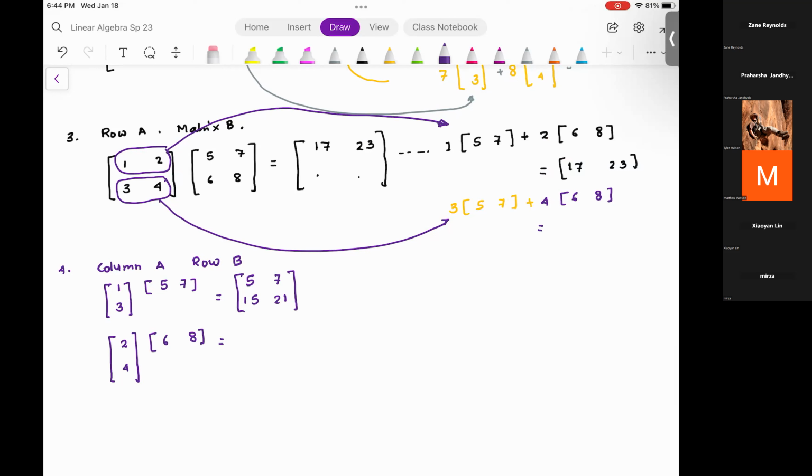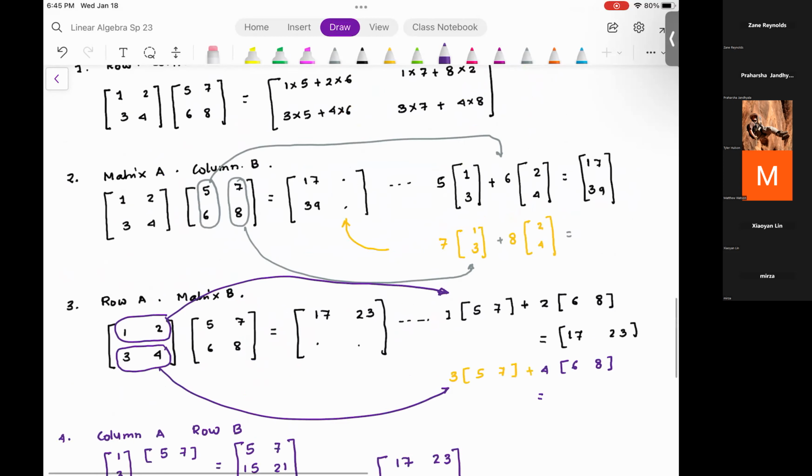And then you are going to have 12, 16, 24, and 32. And then essentially you would add these two matrices. When you add these two matrices, 5 plus 12 becomes 17, 24 plus 15 becomes 39, 16 plus 7 becomes 23, and 21 plus 32 becomes 53. So these are 4 different ways you can actually perform a matrix multiplication.